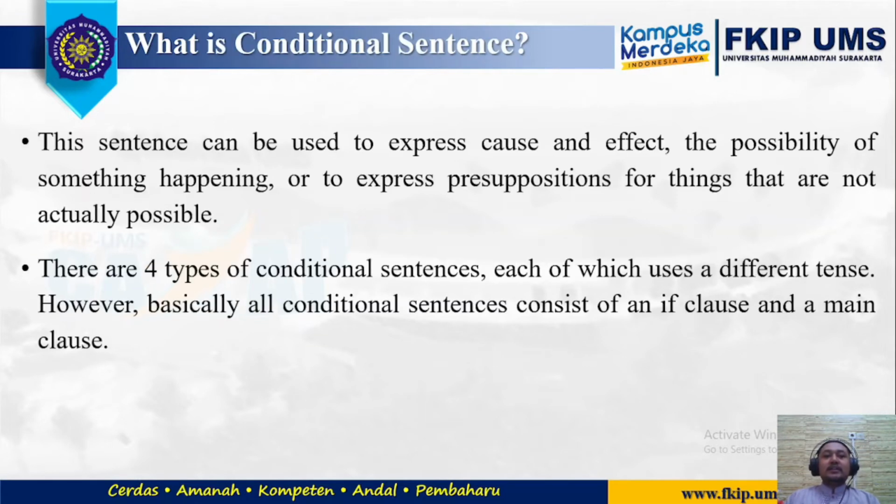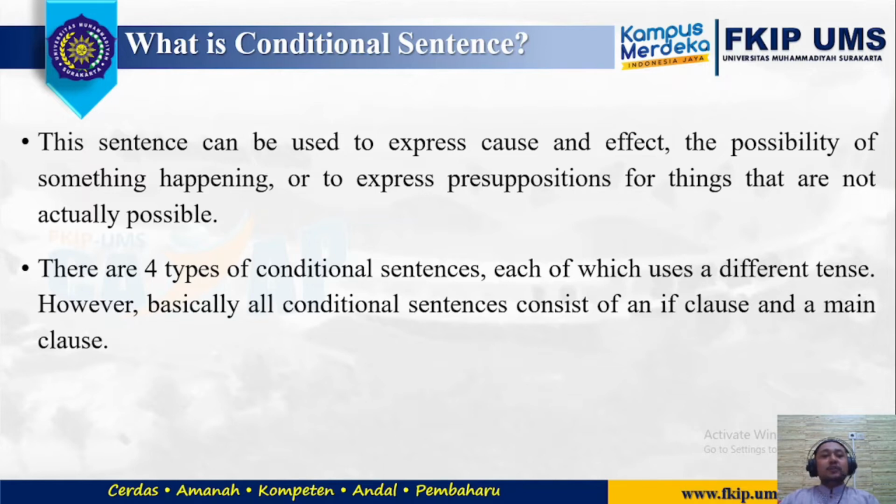Okay, now let's take a look at this. This is the basic definition. Everybody knows it, conditional sentences. Or do you not know about this? Let me define it for you. Conditional sentences can be used to express cause and effect, right? Cause and effect, that's the key point of conditional sentences. They express the possibility of something happening, or presupposition for things that are not actually possible. So when we make a statement using conditional sentences, it means the statement does not actually happen, or it's not actually possible.